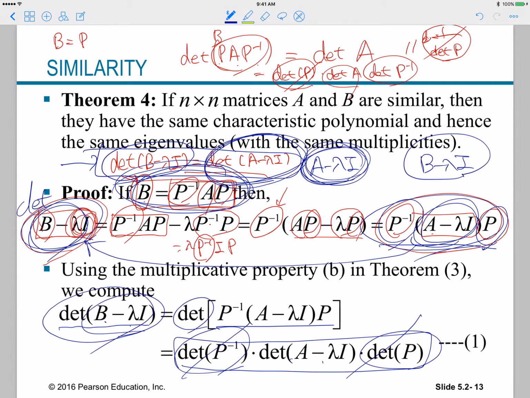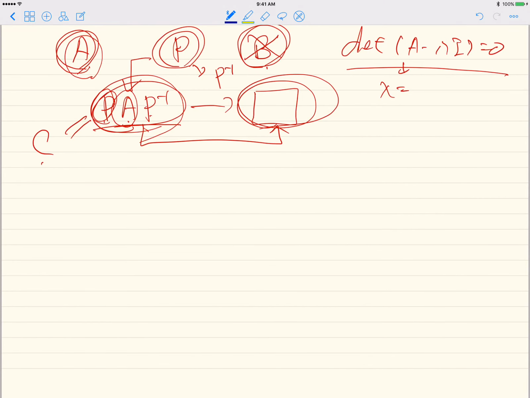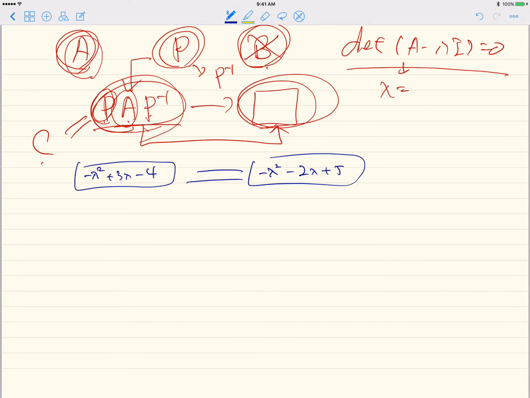And we have two different cases. Suppose the first polynomial was something like minus lambda squared, 3 lambda minus 4, and the second polynomial was minus lambda squared, 2 lambda plus 5. I'm just saying, let me just say these two are the same. Suppose they are the same. And then what will we do?